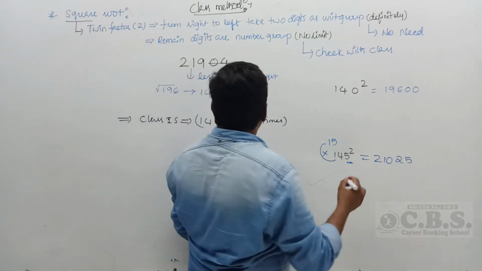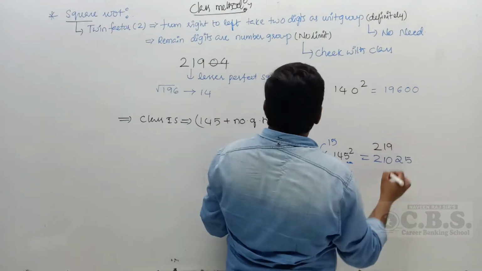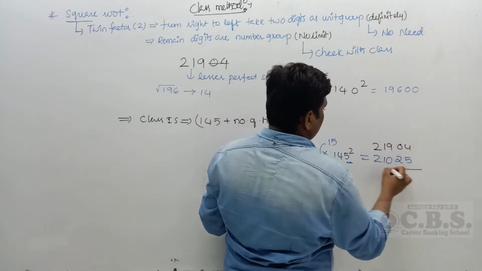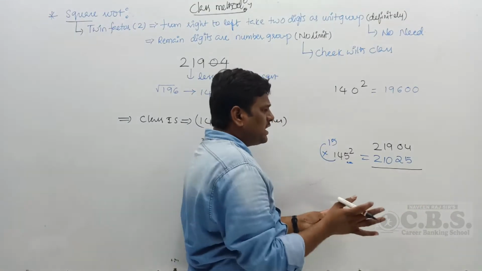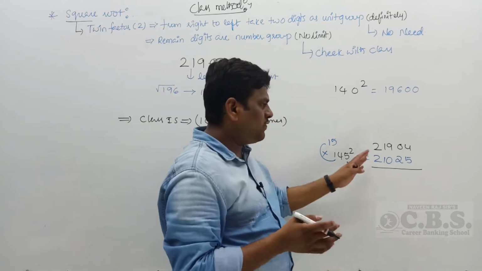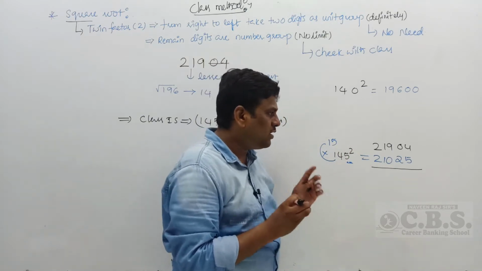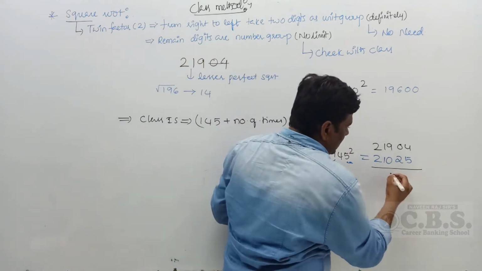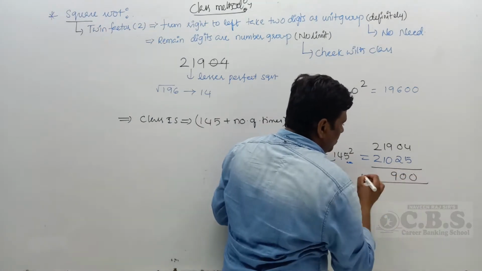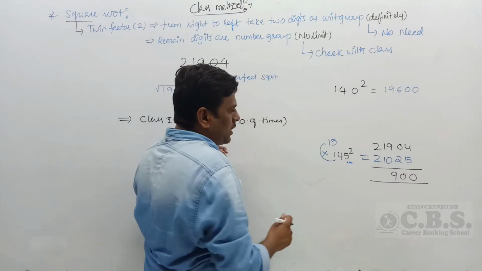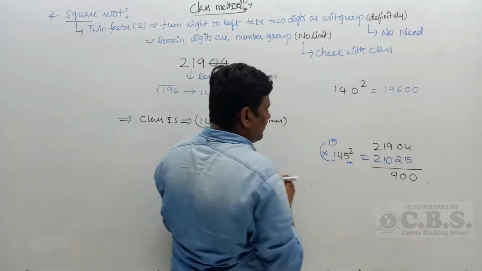So our number is 21904. Subtract. No need to find the exact difference, friends. You just use the simple method. The difference is approximately 900.